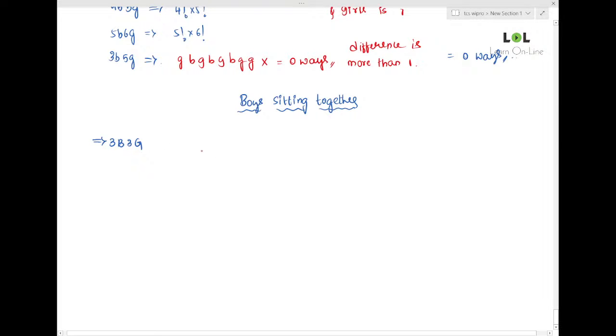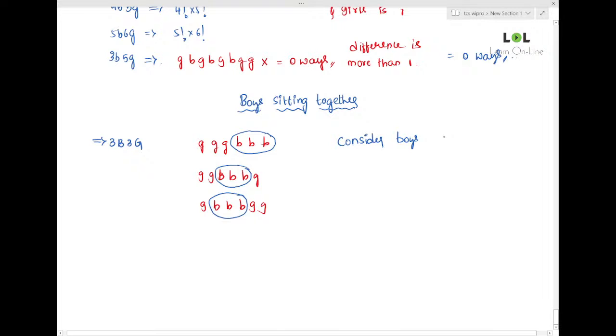Let me take one arrangement and show you first. Look: girl, girl, girl, boy, boy, boy, or girl, girl, boy, boy, boy, girl, or girl, boy, boy, boy, girl, girl. Observe here. In all the cases which I wrote, boys should always sit together. Look at them. They're always together. So consider boys as one unit. In these types of questions, you must always consider boys as one unit. What happens then? 1 unit of boys and 3 girls, totally 4 units, we can arrange them in 4 factorial ways.